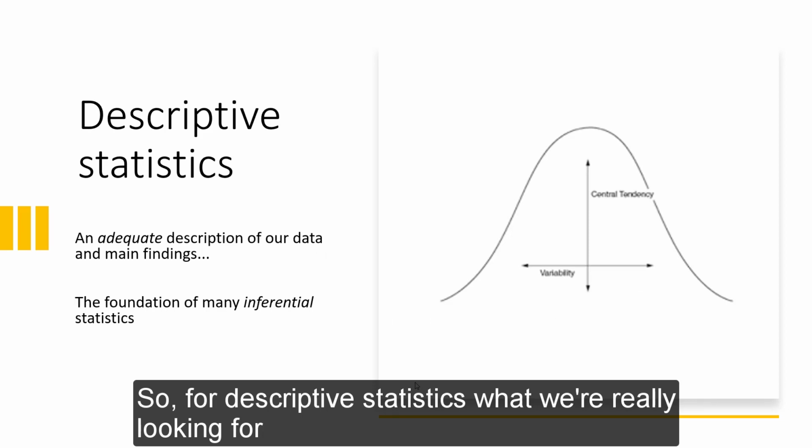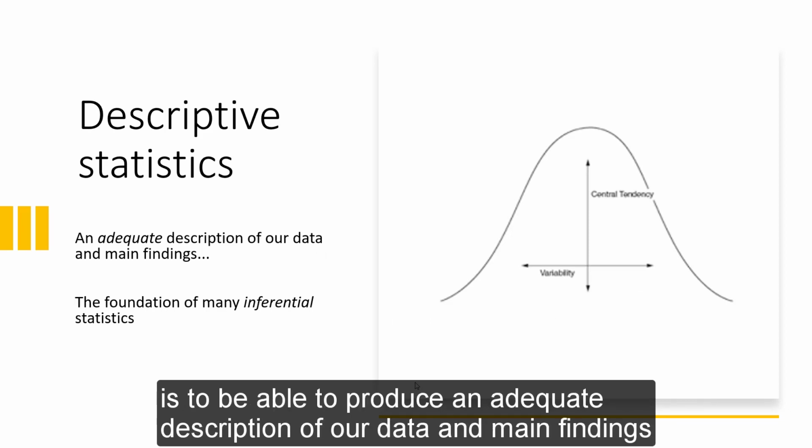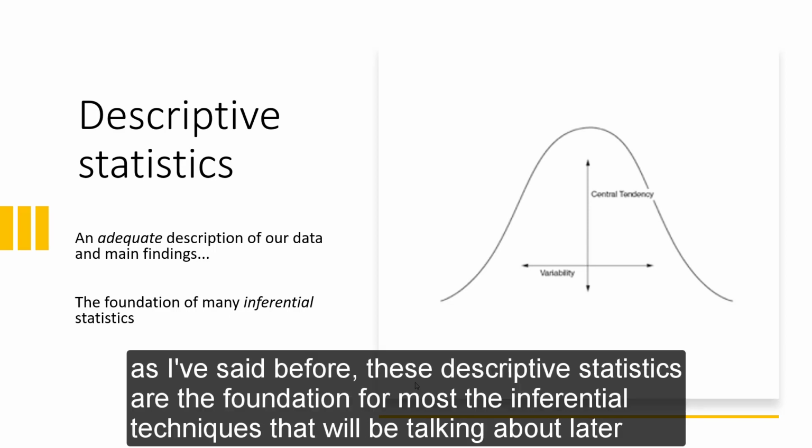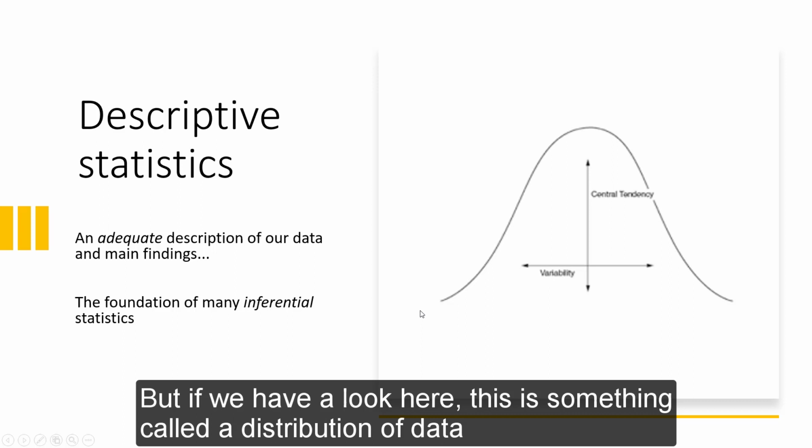So descriptive statistics, what we're really looking for is to be able to produce an adequate description of our data and main findings so that we can communicate that with someone else. As I said before, these descriptive statistics are the foundation for most of the inferential techniques that we'll be talking about later. But if we have a look here, this is something called a distribution of data.